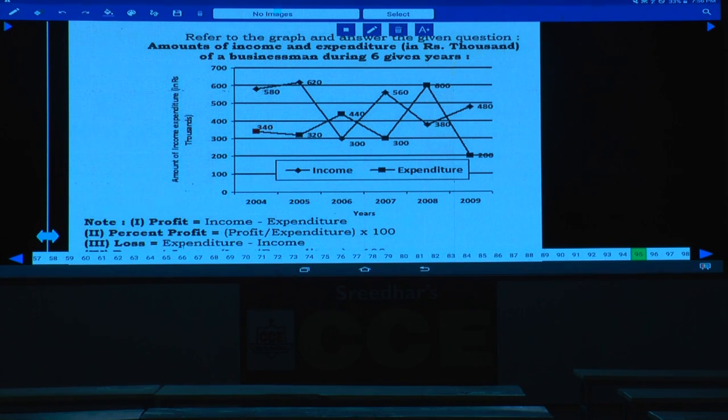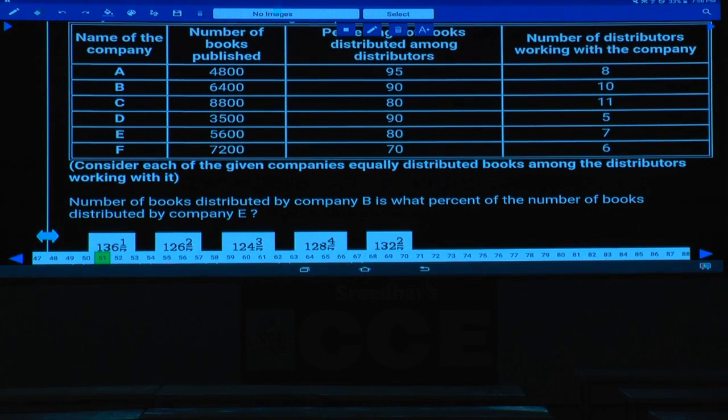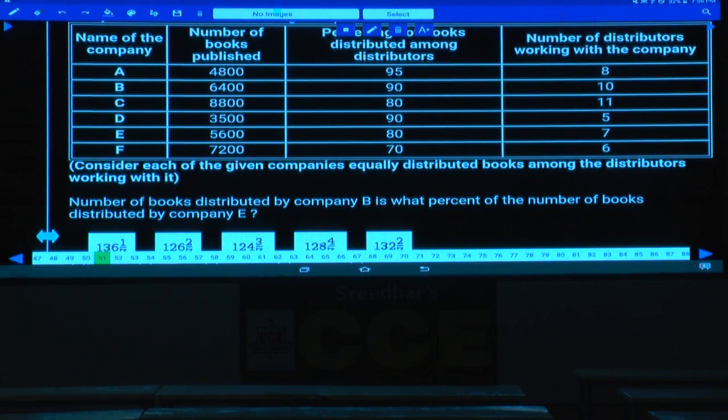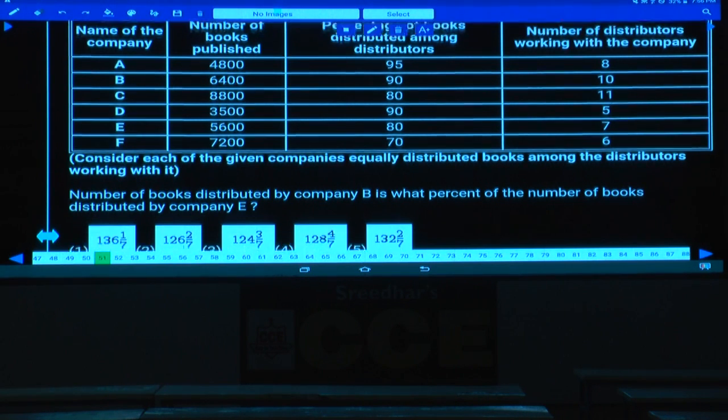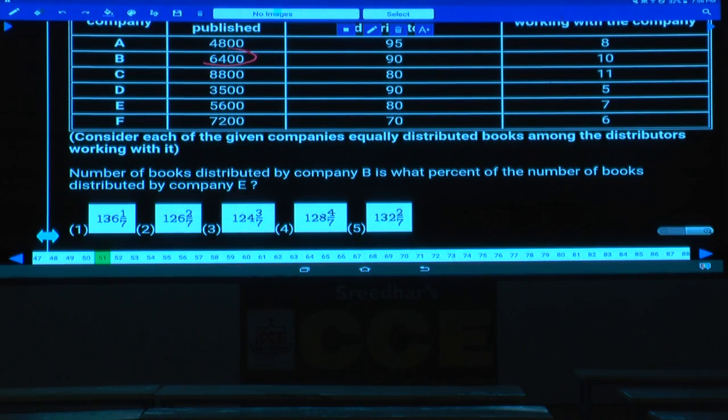Okay? Right. Now, let me start with first set. Where is this? 51. Come on, number of books distributed by company B is what percent of number of books distributed by company E? This is about books distribution only. B occupies how much? 6,400. And we need to calculate this as a percentage with respect to 5,600. Am I right? 2 zeros cancel.